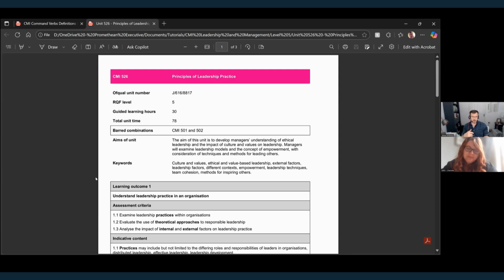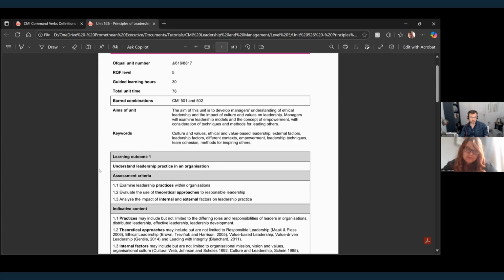So let's start straight away. Learning outcome one is to understand leadership practice in an organization. So 1.1 is asking us to examine leadership practices within organizations.